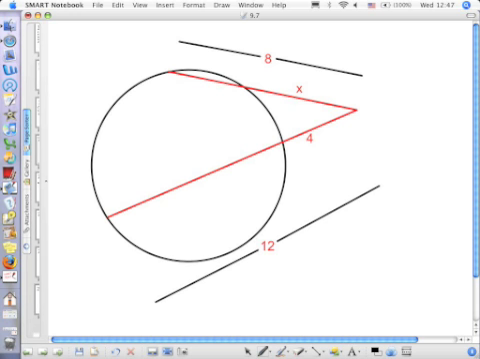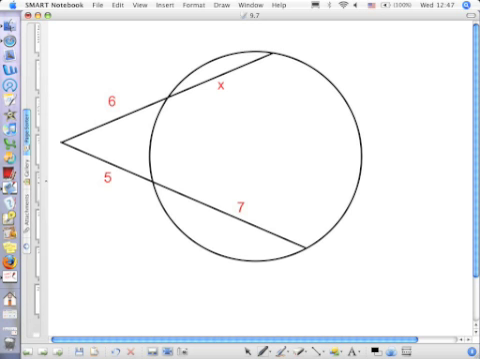This time they're crossing outside the circle. So what's the little words that I said? Outside times whole equals outside times whole. Okay, so let's focus on the top one. What is the outside length? The outside is x, times 8, equals 4 times 12. So 8x equals 48, and x is equal to 6.